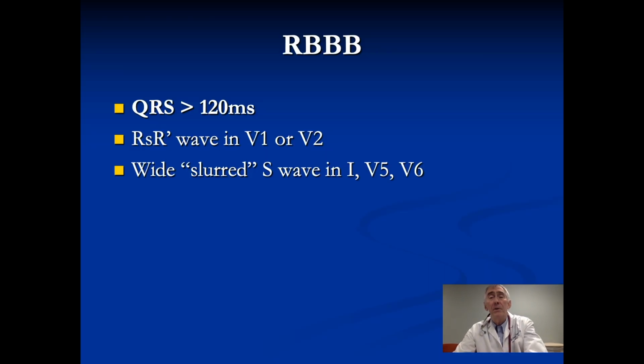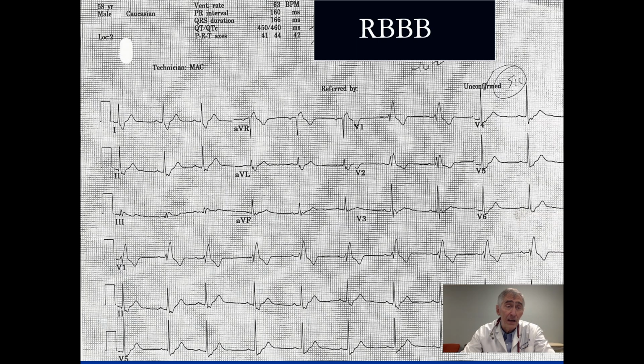All right, right bundle branch block is an interesting one. And again, morphologically, the QRS is greater than 120 milliseconds. There is an RSR prime in V1 and V2, and there is a wide slurred S wave in lead 1 and V5 and V6. Here, let's see that EKG.